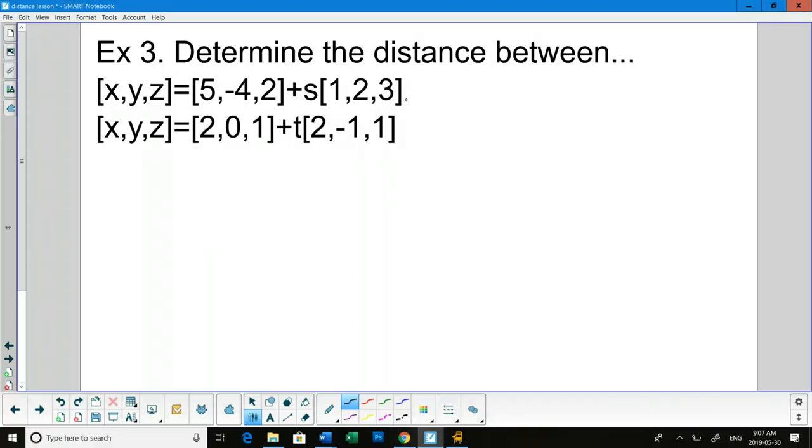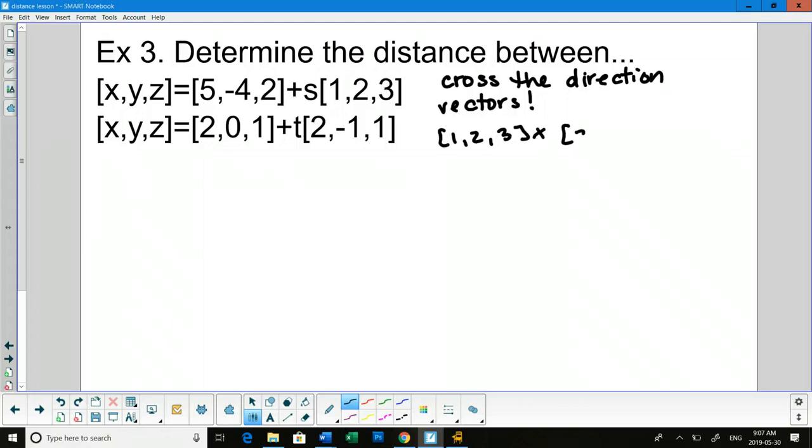How do I get a mutually perpendicular vector to both of these lines? Anil? So not the S and T, but the direction vectors for those S and Ts. Yes. So we're going to cross the direction vectors to get a mutually perpendicular normal vector. So I'm going to cross 1, 2, 3 with 2, negative 1, 1. Again, order doesn't really matter here.